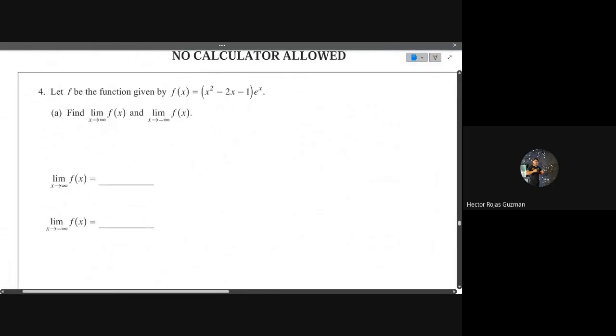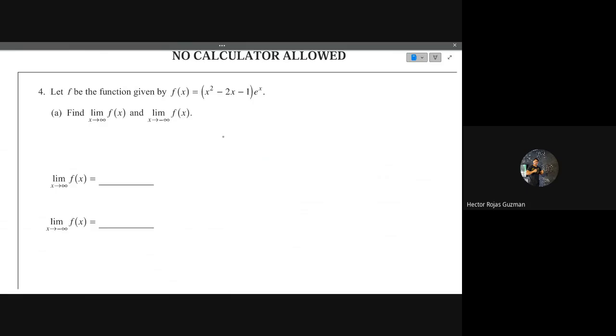Number 4. Let f be the function given by f of x. Find the limit to infinity and find the limit to negative infinity. All right. So if I try to find the limit to infinity, you're essentially plugging in really, really, really large numbers into all the x's.